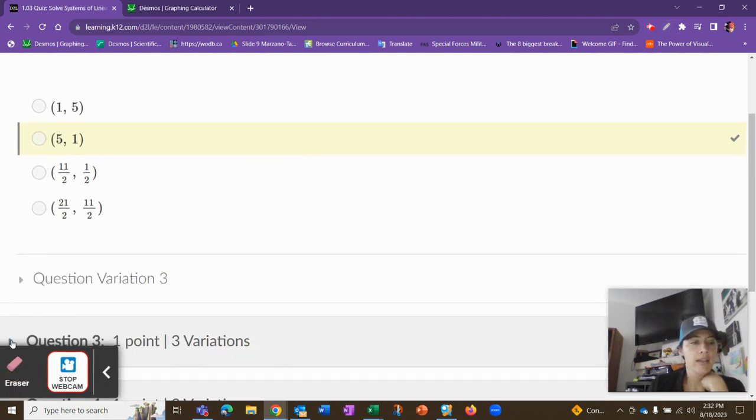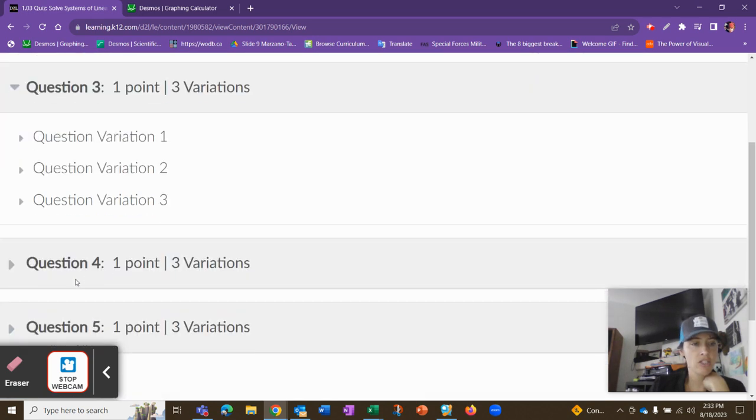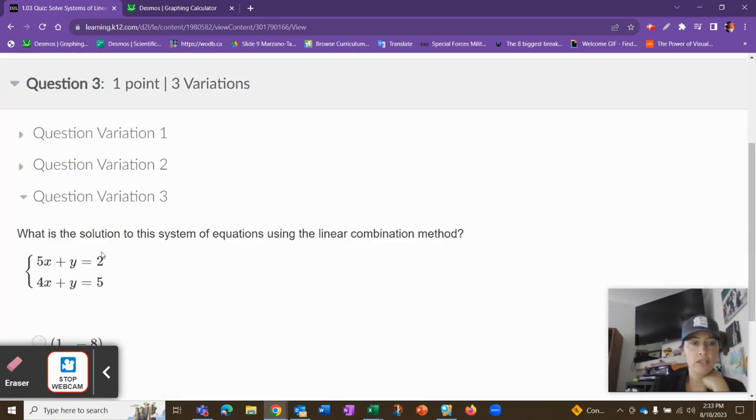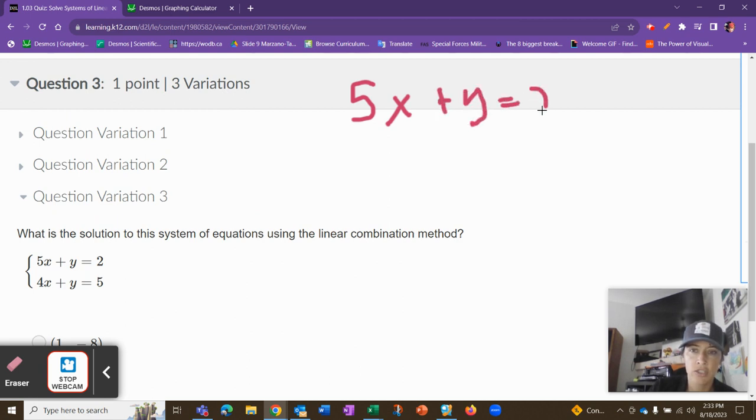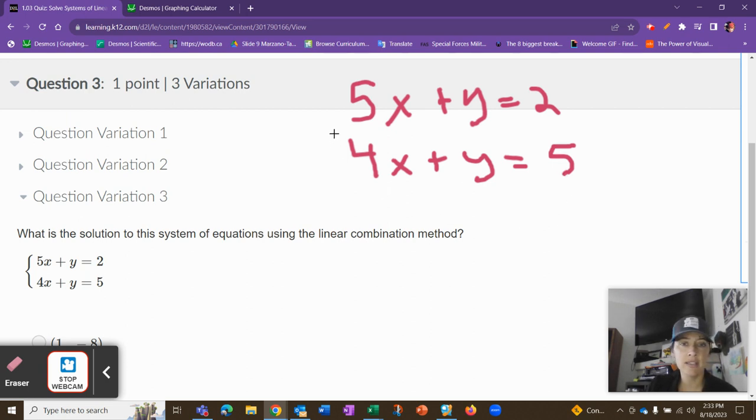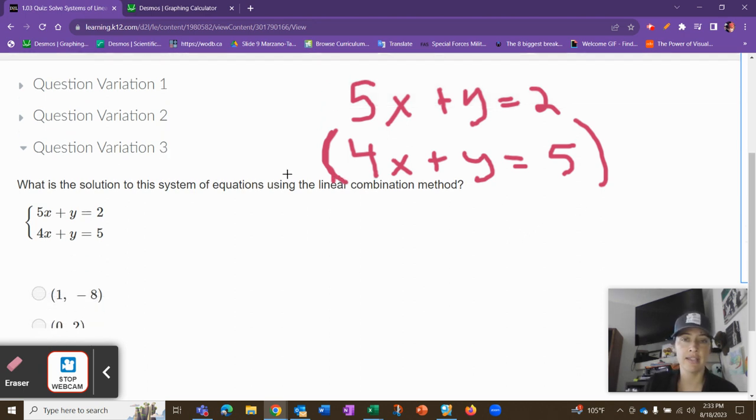Okay. Question 3, variation 3. What is the solution to the system of equations using the linear combination method? Okay. Well, here we go. They're very nice to us. I'll write it over here. The top equation plus y equals 2. It's already in standard form. The variables are on the same side of the equal sign, the left-hand side, which is aesthetically pleasing, I guess. It doesn't matter as long as you're careful. That's a wonky parenthesis, but it's a parenthesis nonetheless.